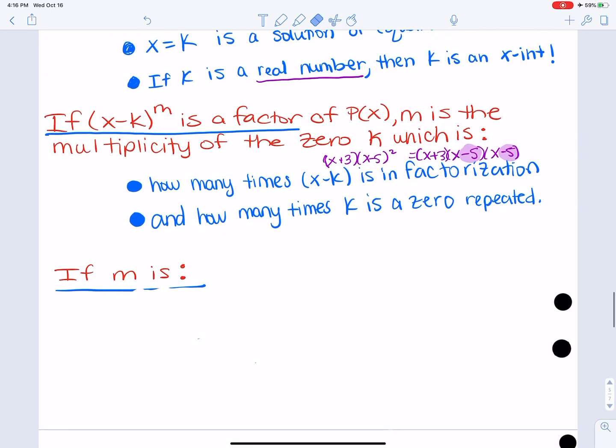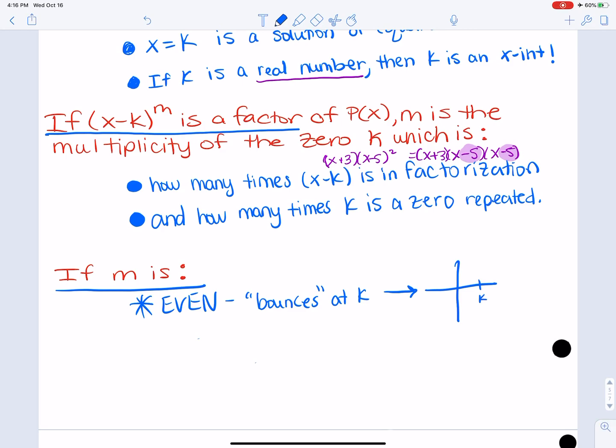If m is even, your picture will bounce, and that shows you're going to bounce on that number, which essentially means it's happening multiple times. So it's going to bounce on it, showing that it's even and happening multiple times. So if we have k, it will bounce. And just think about it, x squared, doesn't that look like a parabola? It has an even exponent, and it's bouncing.